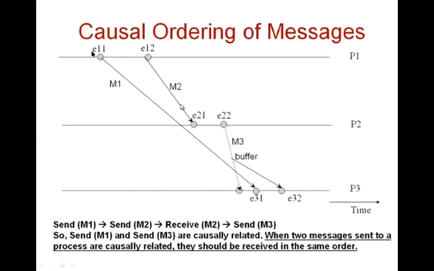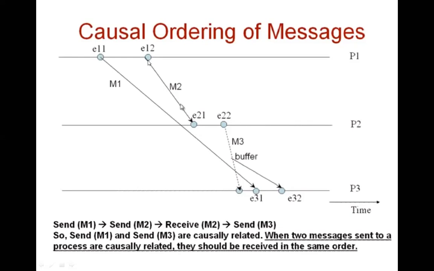Here is another example. Suppose this is the event E11 which is happening, and this is sending a message M1 to the process P3. So process P3, before receiving M1, must have received all those messages which had happened before and were sent to P3. Otherwise, it will not be received. So there is no message before M1 which is being sent to process P3. So the M1 message is being received by the process P3.